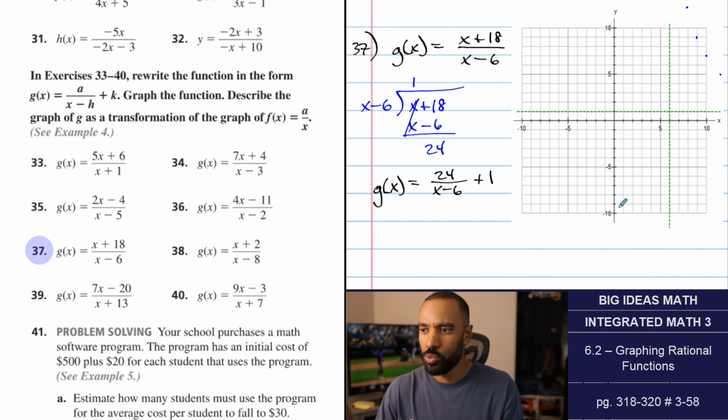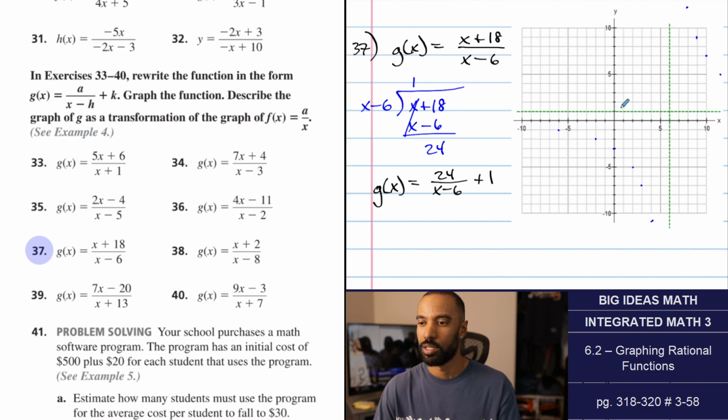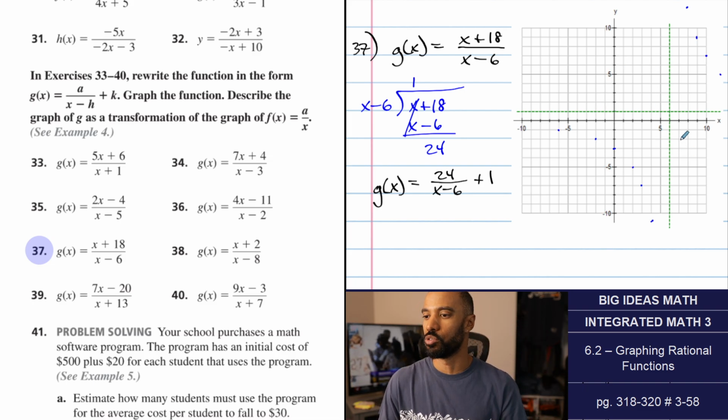24 over 2 is 12. That'll be a lot closer. 24 over 3 is 8. 24 over 4 is 6. 24 over 6 is 4. 24 over 8 is 3. 24 over negative 12 is negative 2. Yeah, that's a lot more points on that one. I'll use those ones.